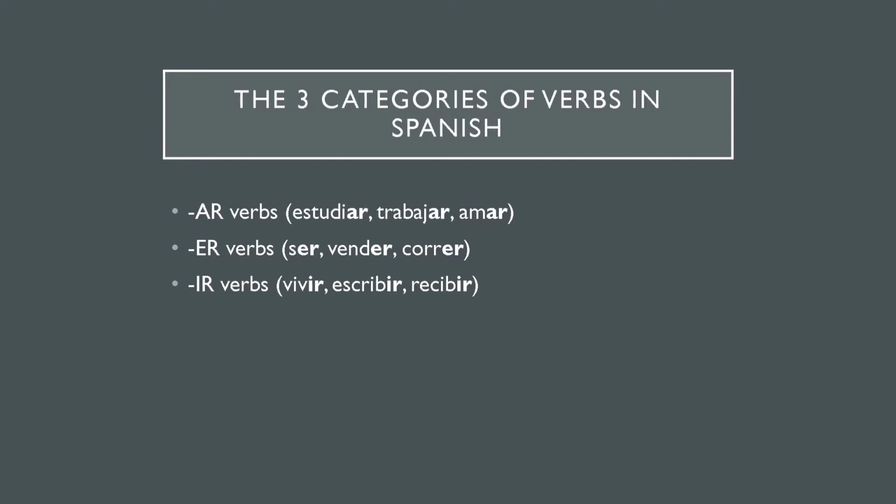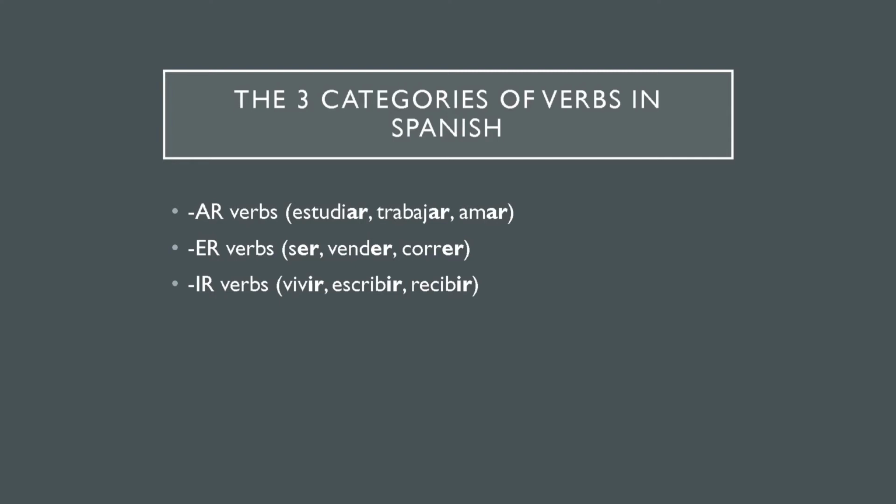We have ER verbs such as ser, which means to be, vender, which means to sell, and correr, which means to run. All of those are ER verbs, they end with ER, of course. And lastly, we have IR verbs, such as, for example, vivir, which means to live, escribir, which means to write, and recibir, which means to receive. All of those are IR verbs, of course, because they end with IR.